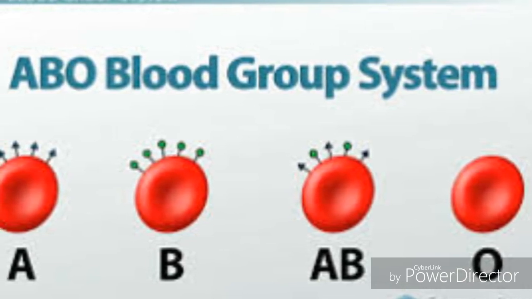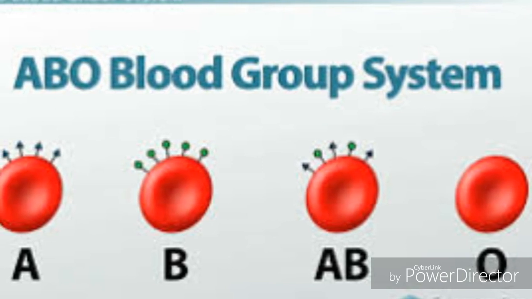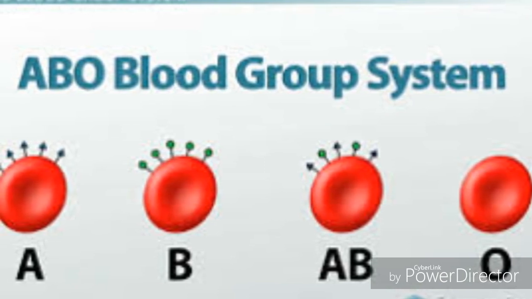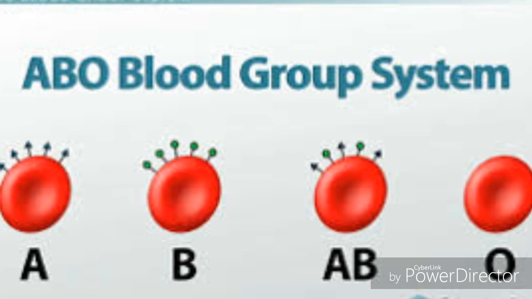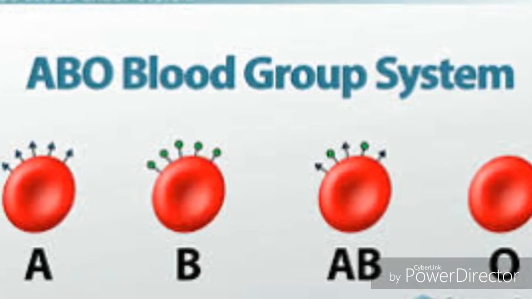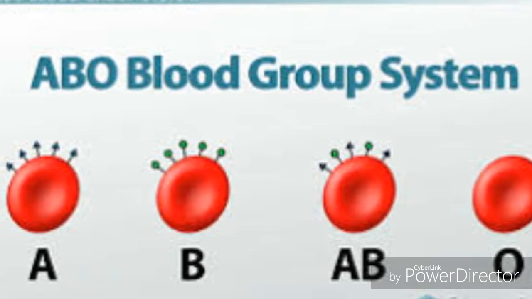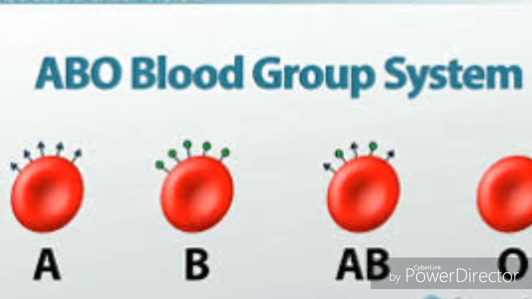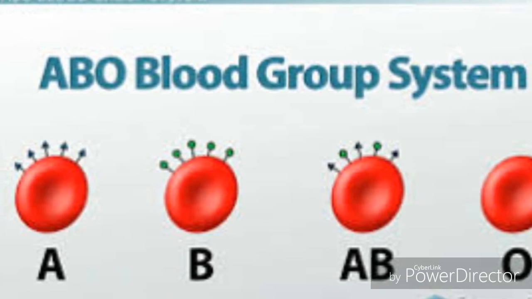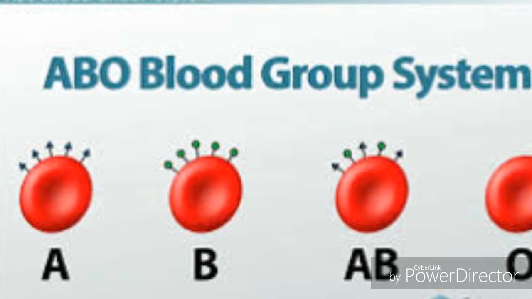Now I will give a little information about blood groups A, B and O. Blood of the O group can be given to all the groups and hence it is known as the universal donor. People with the AB blood group can receive blood of all groups, hence it is known as the universal recipient.